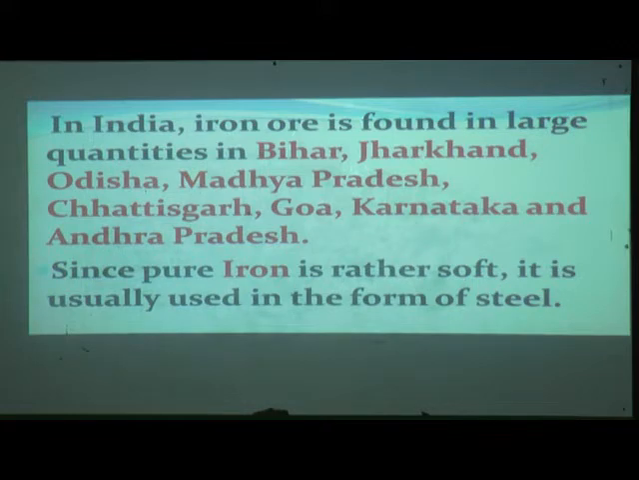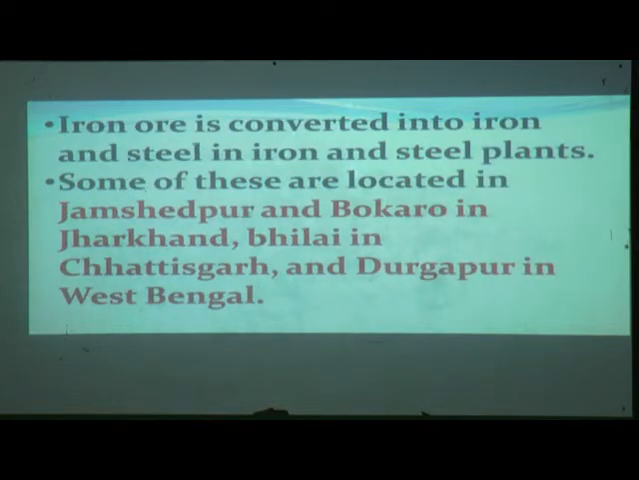Since pure iron is rather soft, it is usually used in the form of steel.